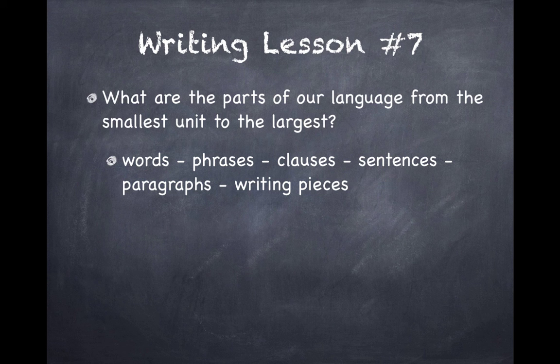Then a little bit bigger than that, we have clauses, which is basically a group of words but usually has a subject or a verb. Then a specific type of clause is an independent clause, and that's going to be a subject and verb, and it makes sense standing alone, so that's going to be a sentence. Then we put sentences together that are on the same topic or main idea or central idea. Those are going to create paragraphs. And then we put paragraphs together that are on the same main idea, then those become writing pieces.